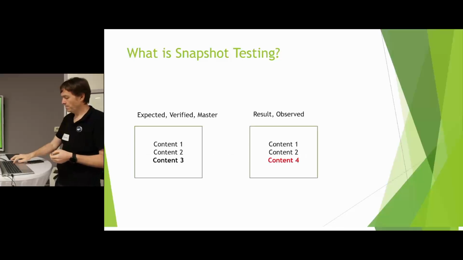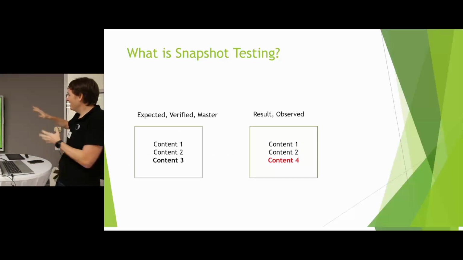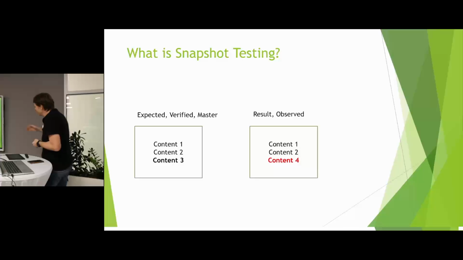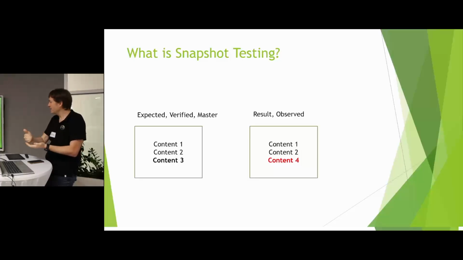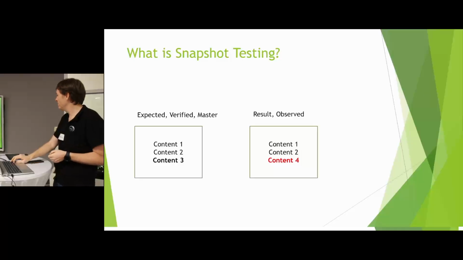Okay, so this is just an overview. You have two files. They have content. You see that the third line differs. The left side is your expected, your verified. So you create something, you verify that it's correct, and it's now your master. And then you observe something, you observe that it's different. Here's the error.